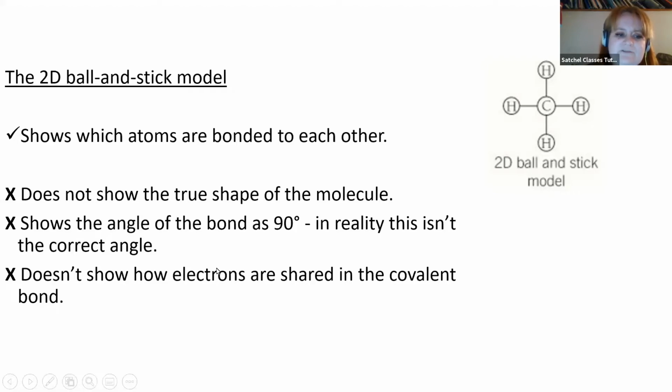It doesn't show how electrons are shared, and yeah, it doesn't show electrons. It just shows there's a bond there. It doesn't say what's sharing what with whom. That's it.